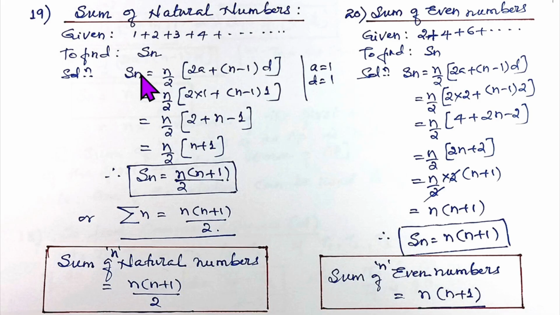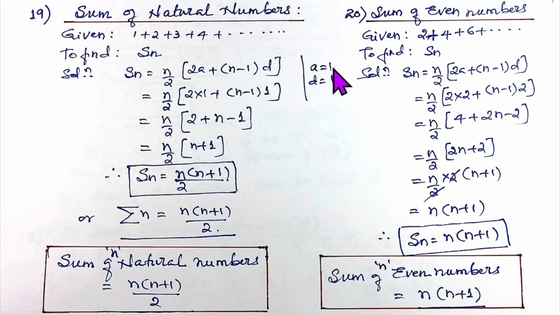Now we know the formula Sn is equal to n upon 2 in the bracket 2a plus n minus 1 into d, the formula to find the sum of n numbers. Here a is 1, the first term is 1, and the common difference is 2 minus 1, which is 1. You know that t2 minus t1 is the common difference, and therefore it is 2 minus 1, and that is 1.